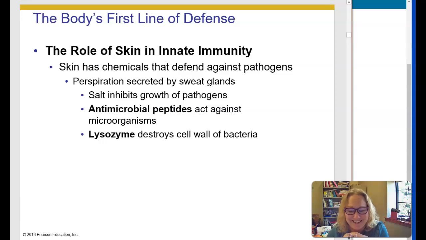Okay, the role of skin, again: perspiration secreted in sweat glands is salty and inhibits growth of pathogens. It has antimicrobial peptides that act against microorganisms, and it also has lysozyme, which destroys the walls of bacteria. So your sweat is a little bit awesome.